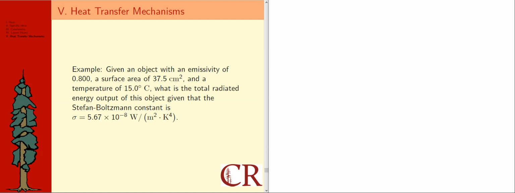Given an object with an emissivity of 0.800, that's clearly at 3 significant figures there, a surface area of 37.5 centimeters squared, and a temperature of 15 degrees Celsius, what is the total radiated energy output of this object given that the Stefan-Boltzmann constant is equal to 5.67 times 10 to the minus 8 watts per meter squared Kelvin to the fourth? That's probably one of the most novel sets of units we've seen in a while.